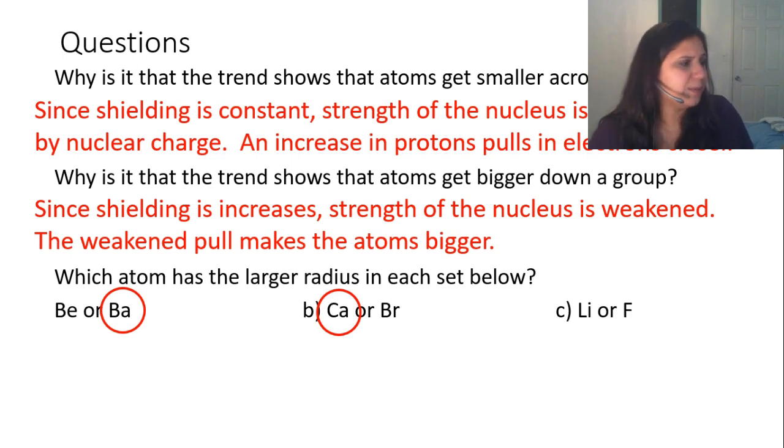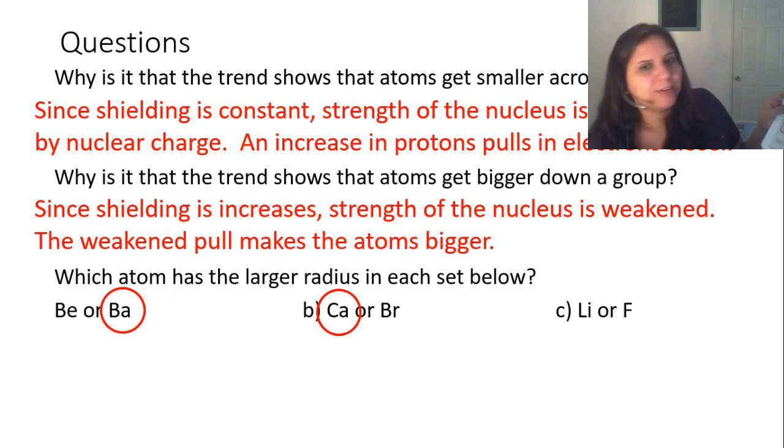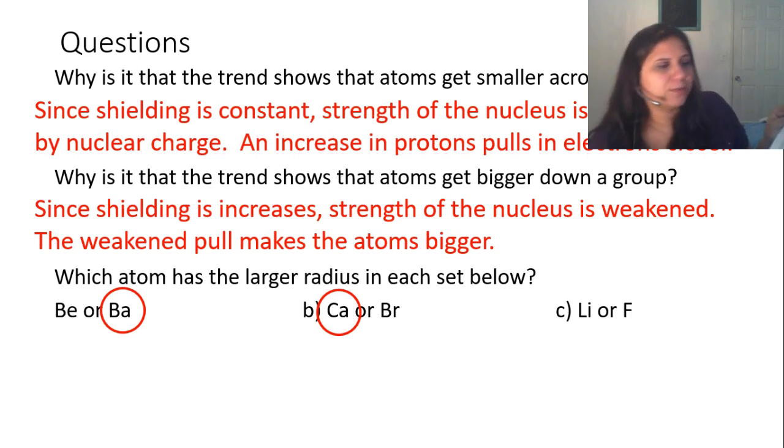All right, lithium or fluorine. So lithium is over here in period 2, and fluorine is in period 2. Fluorine is further to the right, which means it has more protons and the same amount of shells, and so fluorine would be smaller, which makes lithium the bigger radius of those.